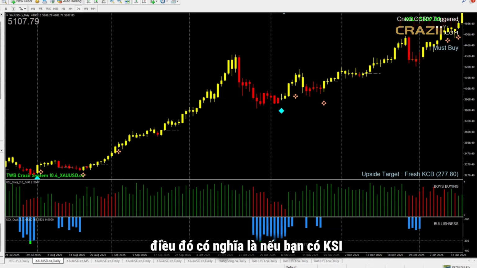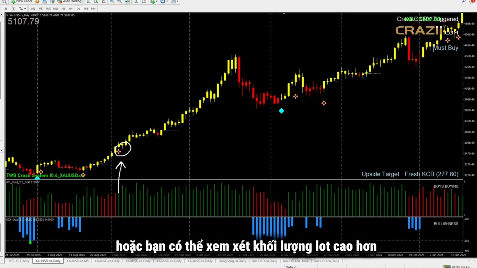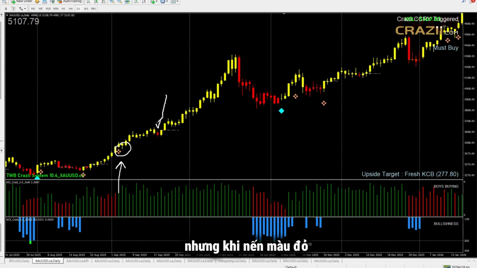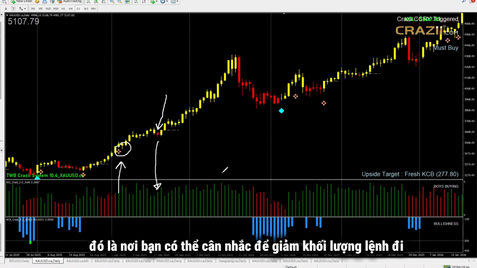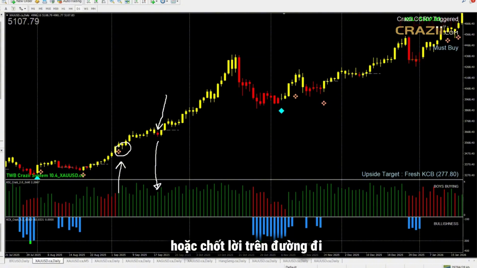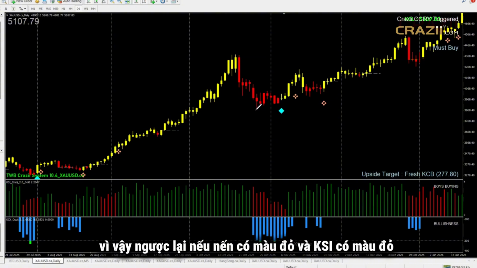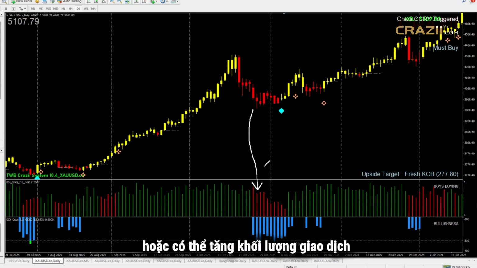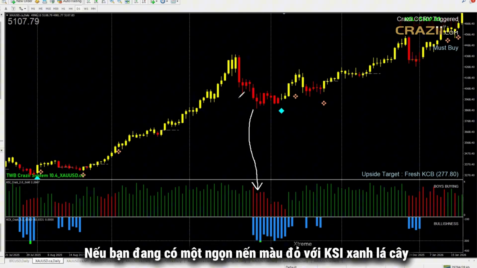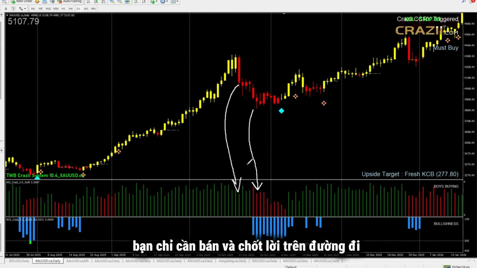That means, for example, if you have the bar being yellow, and the KSI is green, you can buy normal size or you can consider a higher volume. But when the candle is red, when you're selling, while the KSI is green, that is where you can consider to sell a lesser quantity or take profit along the way. So vice versa, if the candle is red and the KSI is red, definitely you can sell a normal size or can increase the trading size. But of course, if you are having a candle red with the KSI green, you just have to sell and take profit along the way, and your quantity shouldn't be too big.